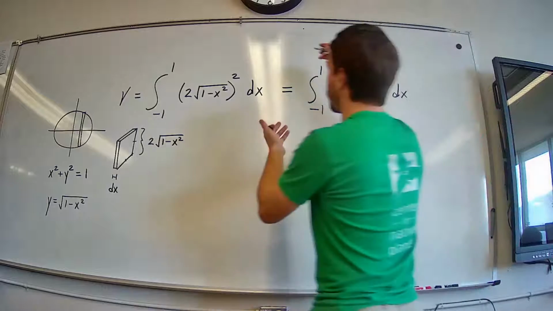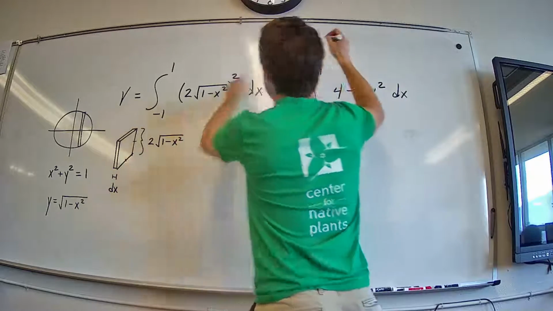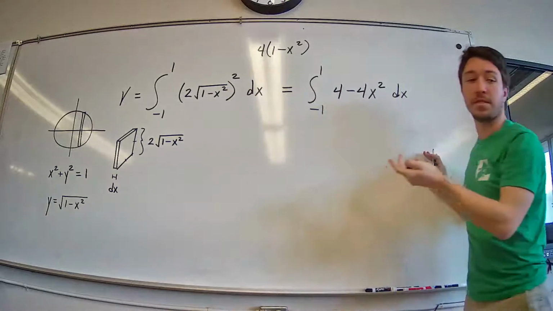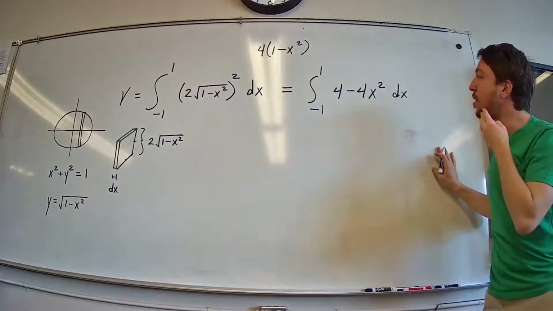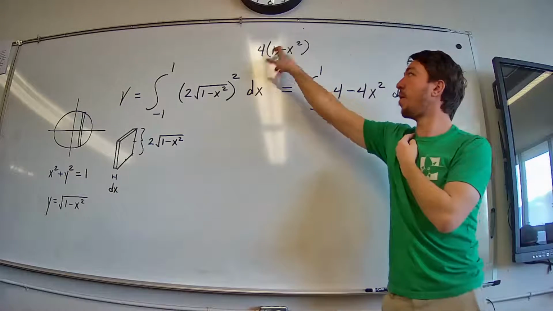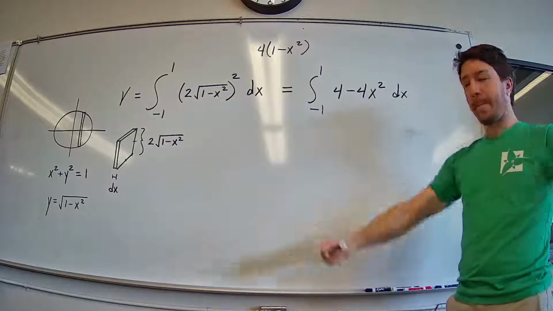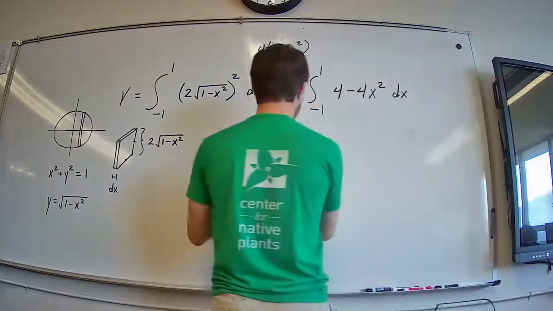But the intermediate step I didn't really show is this turning into 4 times 1 minus x. Because when you square the square root, it basically just knocks out the radical. Okay, and then you distribute the 4. We're sure we're okay with that? Yeah.